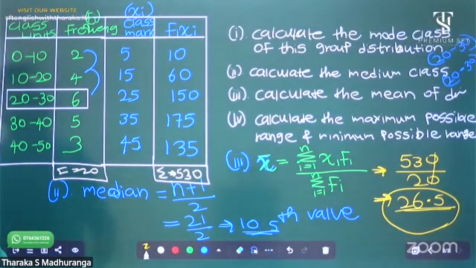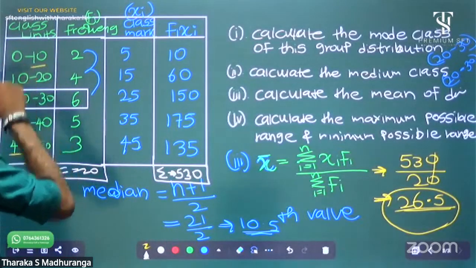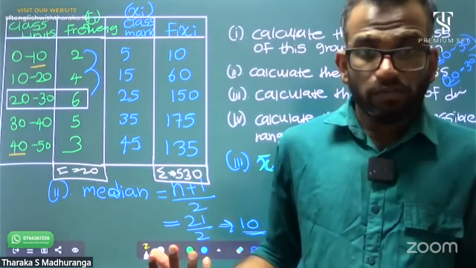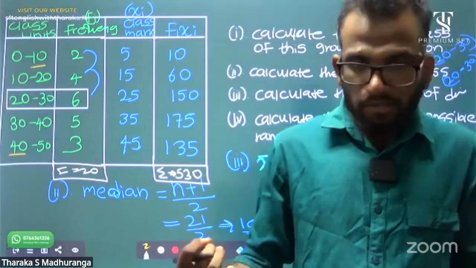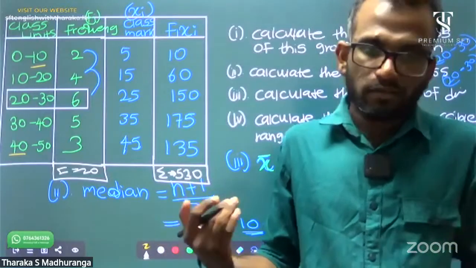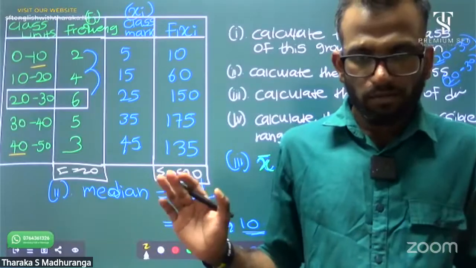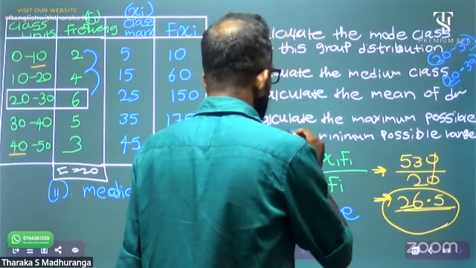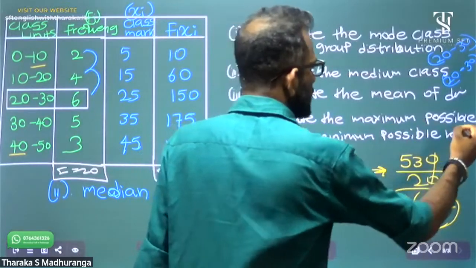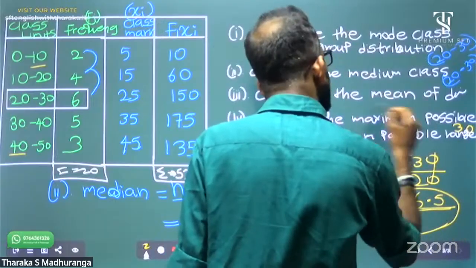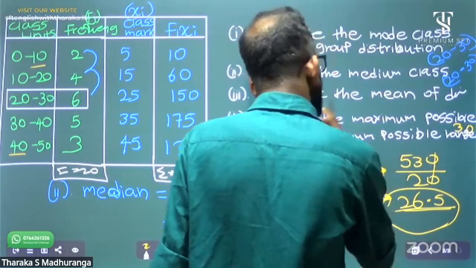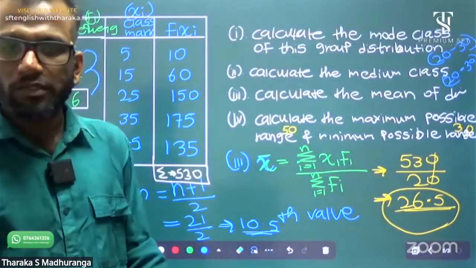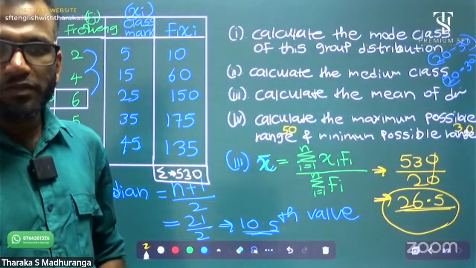Minimum possible range: 40 minus 10, 30. We don't know actually what the range is, but it is always between 50 and 30. That we can define. Maximum possible range 50, minimum possible range 30. The range of this distribution is always between 50 and 30. Understood?